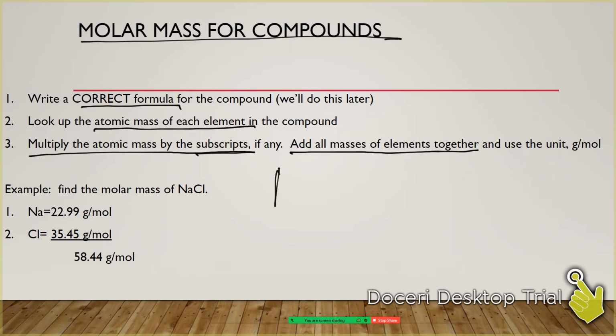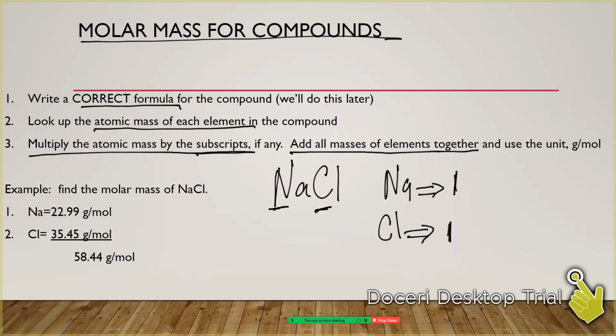So if we just look at a really simple one, I'm going to do table salt, sodium chloride. Every time you have a capital letter, that's when you have a new element. So in this case, I only have 2 elements. I have sodium and I have chlorine. And I set myself up a little system. Your system may not look exactly like mine. So those are my elements. And then I look at how many atoms I have of each. Since neither one has a subscript, that means I just have 1 atom of each.